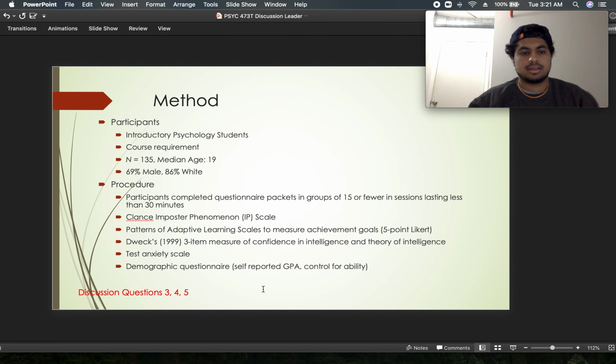So now moving on to the method. The participants were taken from an introductory psychology class and made up of students, and they were participating in the study as part of a course requirement. And that leads me to my next discussion question, which is, do you think it is an issue when psychology researchers use participants who are only participating because it's an undergraduate course requirement? And do you think there's a better way to conduct this research?